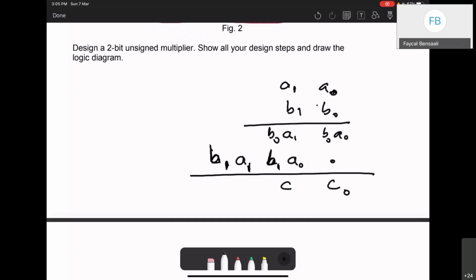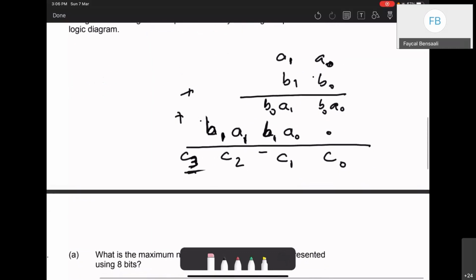So this will be C0, C1, C2, C3. We get C3 when we do the addition. So if there is a carry, there could be a carry from here, and then when we add those two, I could have another carry, right? So what do you think? How can I implement this now?